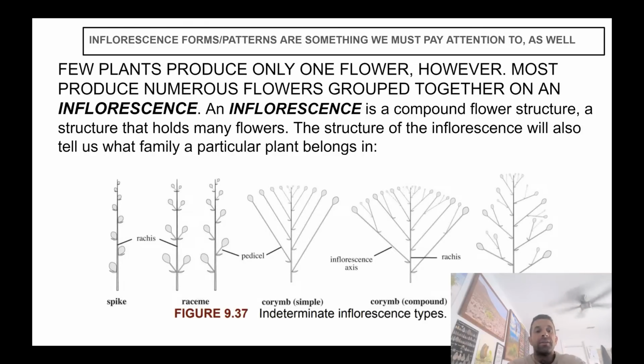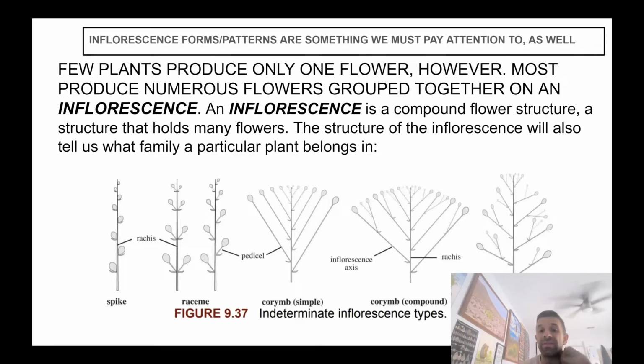So inflorescence forms patterns. What's an inflorescence? Well, you rarely see one plant just producing one flower. Most plants produce a structure that holds dozens, if not hundreds, if not thousands of flowers in some cases, like an agave. When an agave flowers, that inflorescence holds thousands of tiny flowers, or hundreds. That is an inflorescence. An inflorescence is a compound flower. So it's not just one flower, it's many flowers.